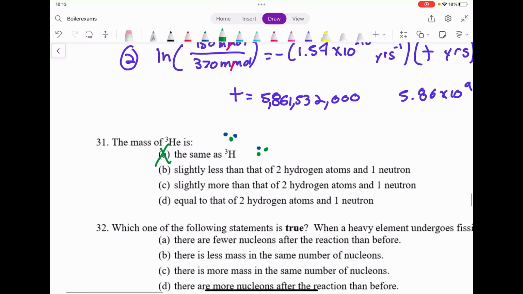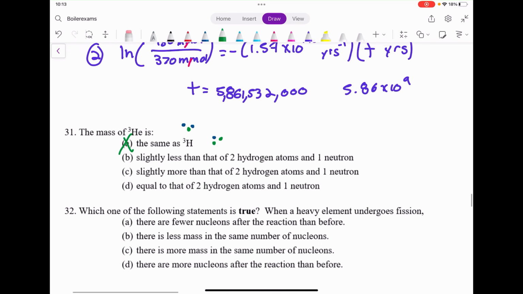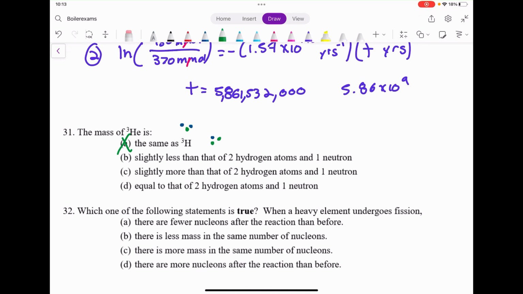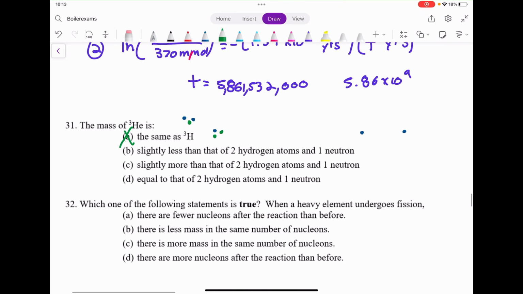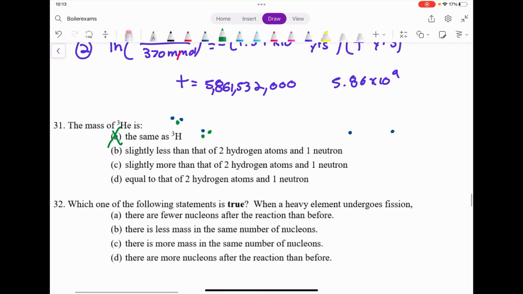B through D, on the other hand, these are 2 hydrogen atoms, which would just be the 2 protons, and then 1 neutron, just separated out, floating in space. They actually all talk about this system. So now we're comparing the instance when these 3 subatomic particles are in a nucleus, as opposed to when they're just flying around unbonded.